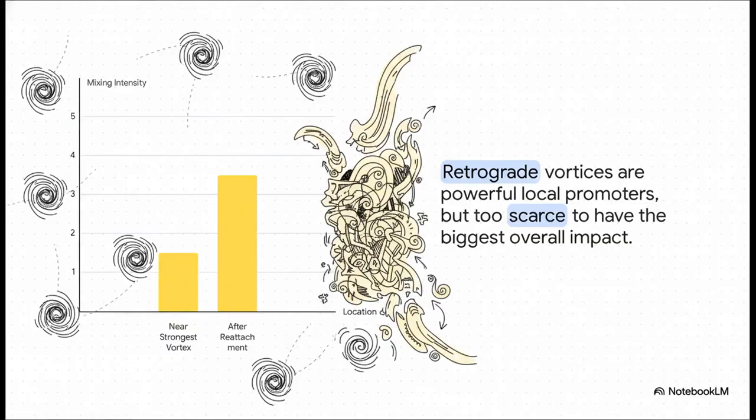So here it is, the final piece of the puzzle. While those retrograde hero vortices are super powerful, the study found they're just too rare. There simply aren't enough of them to be the main driver. Instead, the most intense mixing, the real hotspot, happens a little further downstream. It's in a region where the turbulent flow, after getting kicked up by that fence, reattaches or settles back down against the plate. And this reattachment creates this zone of intense pressure and velocity differences, and that's the spot where the nibbling is the most ferocious.